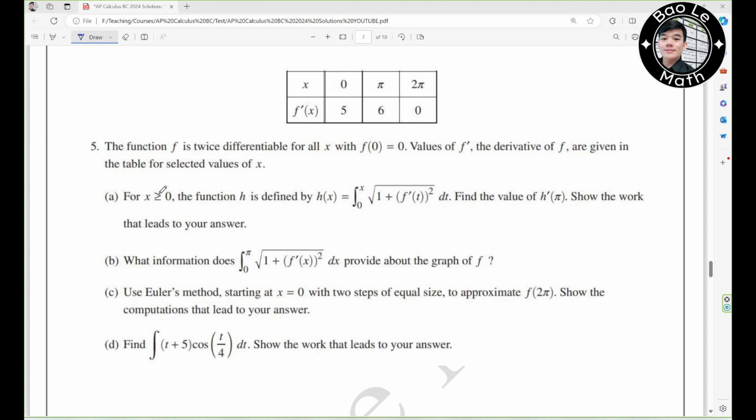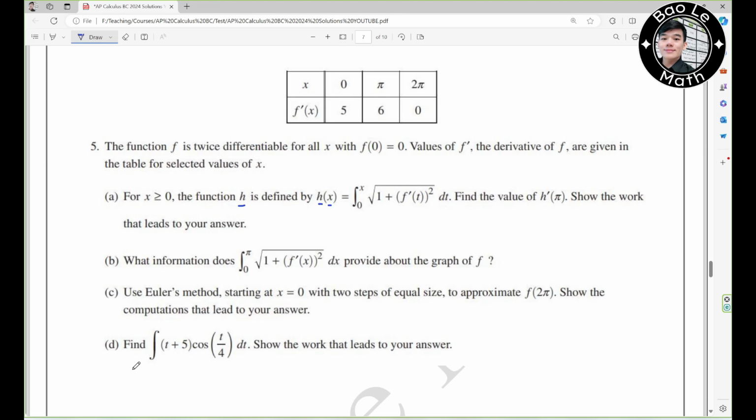Let's move on to question 5. The function f is twice differentiable for all s with f of 0 equals 0. Values of f prime, the derivative of f, are given in the table for selected values of s. Question A. For all s greater than or equal to 0, the function h is defined by h of s equals the integral from 0 to s of square root of 1 plus f prime of t squared dt. Find the value of h prime of pi.